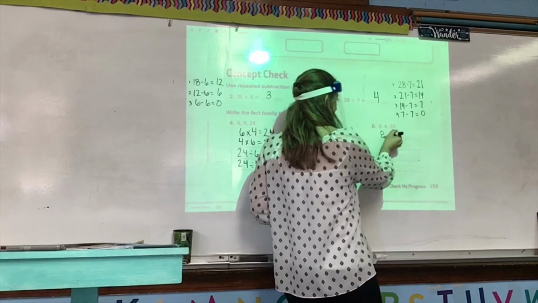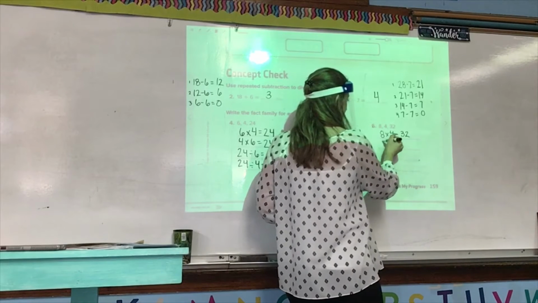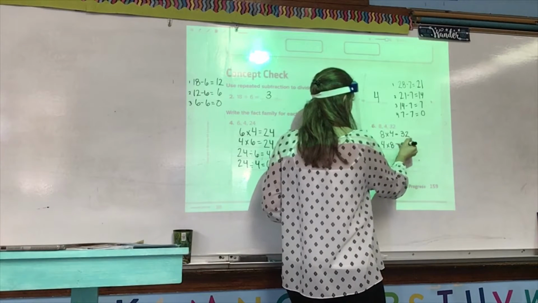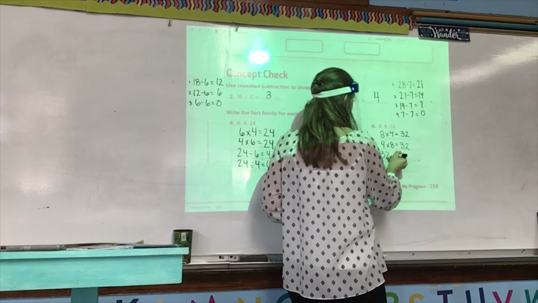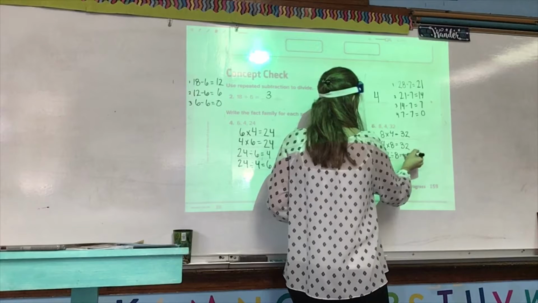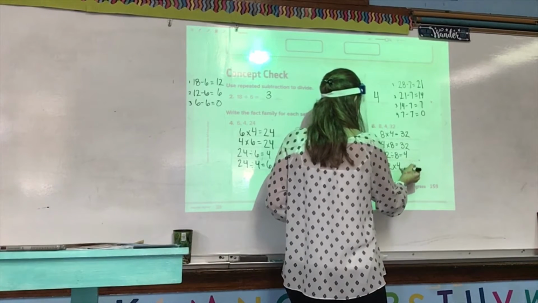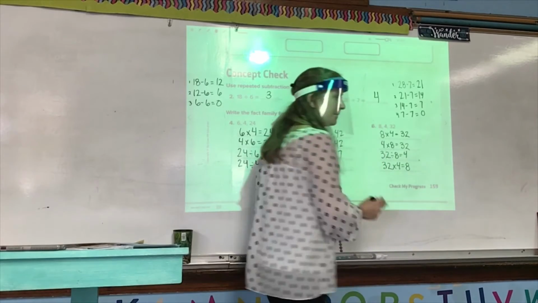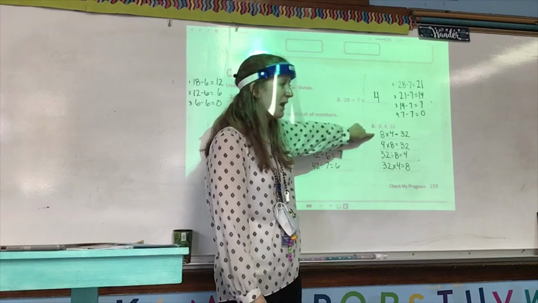8 times 4 equals 32. 4 times 8 equals 32. 32 divided by 8 equals 4. 32 divided by 4 equals 8. Okay. So be looking, pointing to each one as I say it to make sure you have it.